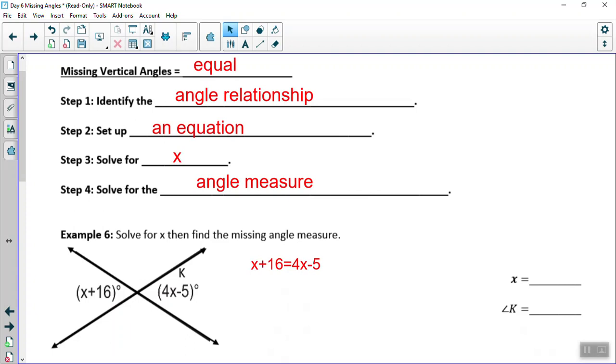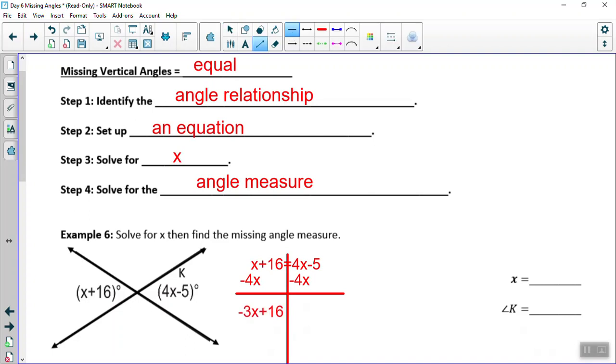So now I can solve. Right? If you want, you can draw that line. I'm going to get my 4x over here, so I'm going to subtract 4x from this side, subtract 4x from this side to get my x's together on one side. When I do that, I have negative 3x plus 16. These guys here cancel out, and I'm left with, I lost my equal sign, negative 5 on this side.